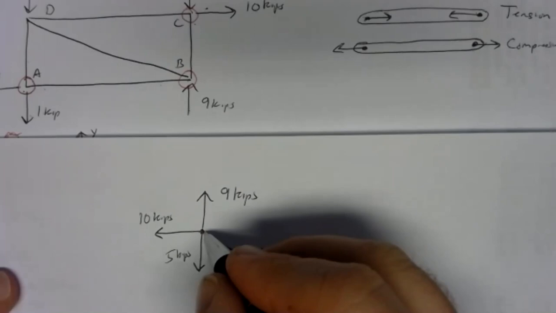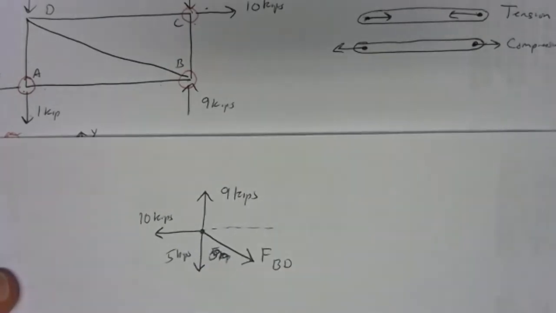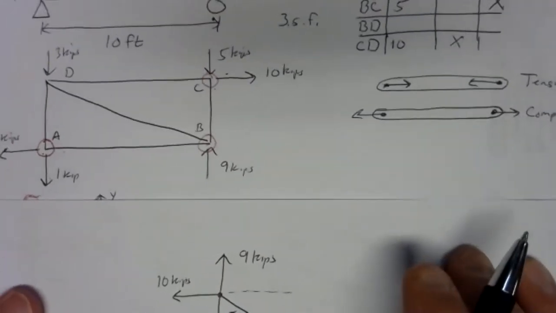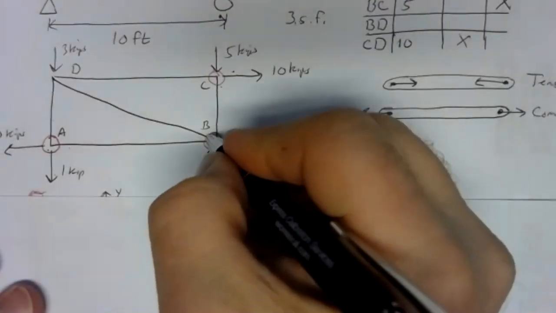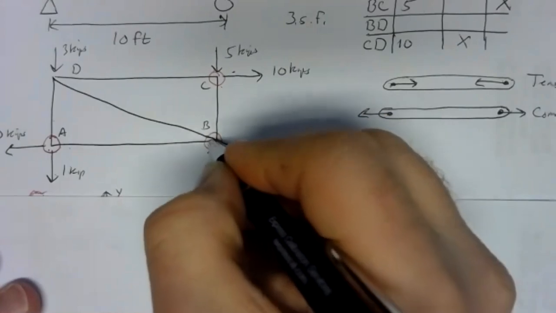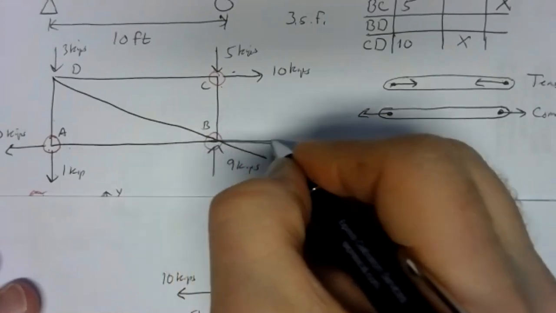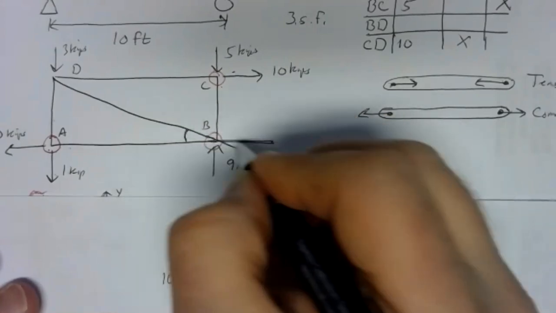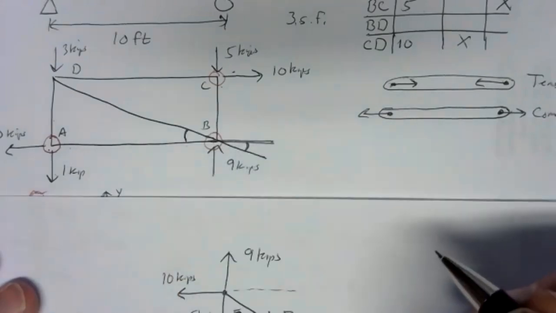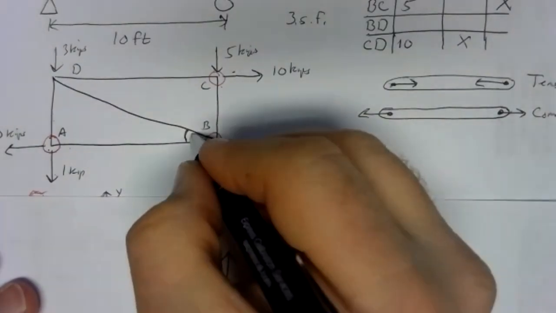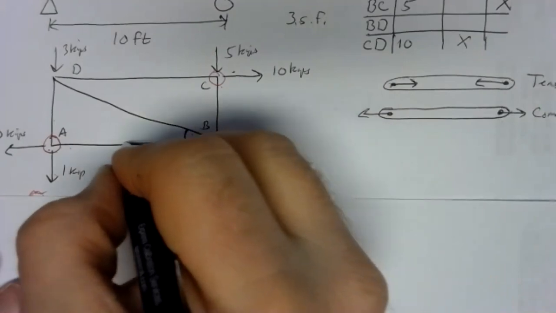We need an angle though. We need an angle because we're going to need sines and cosines in this one. So if we go back up to our original free body diagram here, kind of draw those members out, this angle and this angle would be the same thing. Well, I can get this angle here by looking at this right triangle.